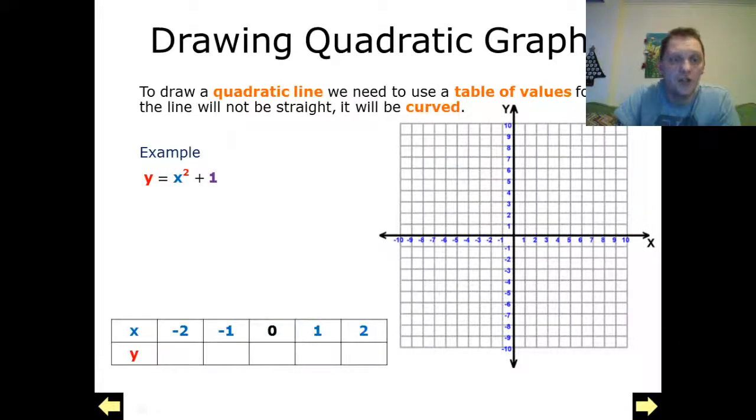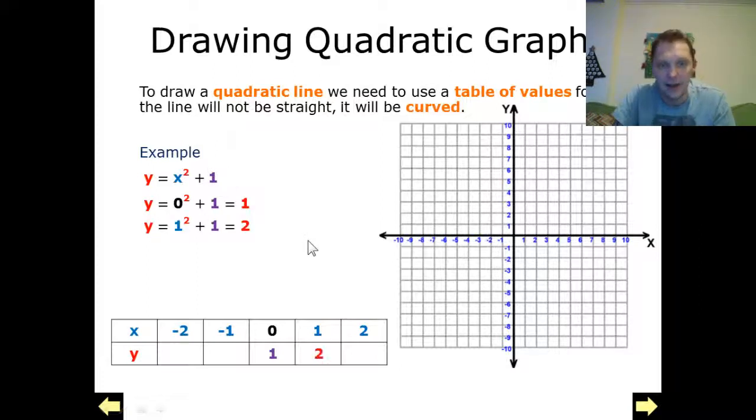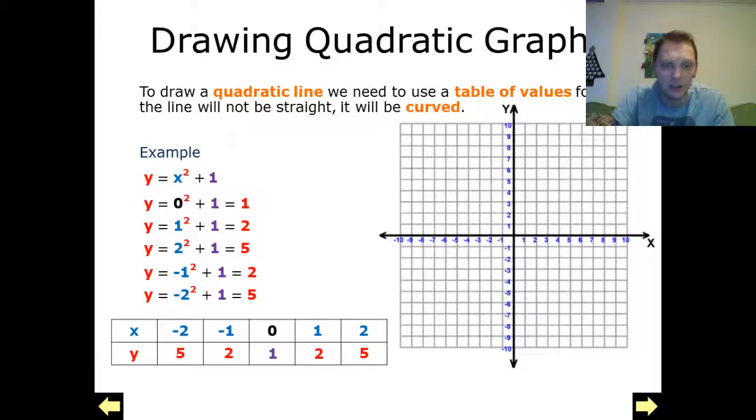So as an example, we've got x squared plus 1 and our table of values going from -2 to 2. Starting off with 0, we get 1, which is nice because anytime that we replace x with 0, we'll always be left with the number at the end of our equation. And then 1 squared plus 1 equals 2, 2 squared plus 1 equals 5, -1 squared plus 1 equals 2, and -2 squared plus 1 equals 5.